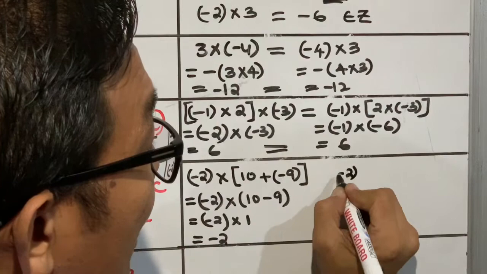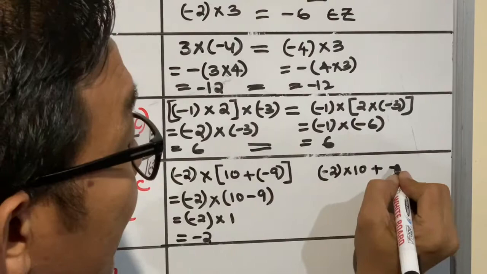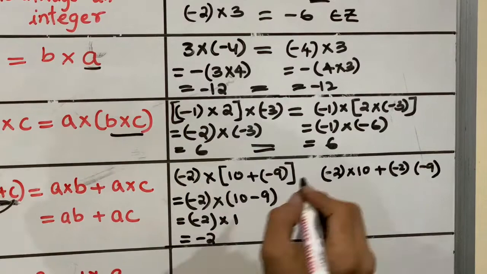Negative 2 times negative 9, multiply. So the answer... Next, negative 2 times negative 10, multiply. Negative times negative, so the answer, the product, is positive.